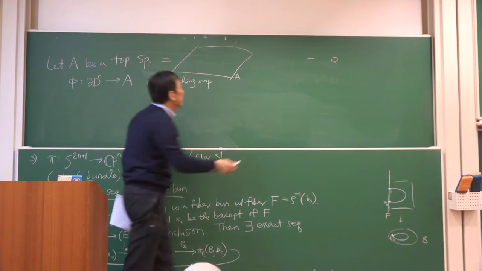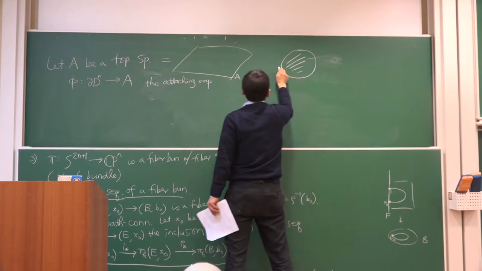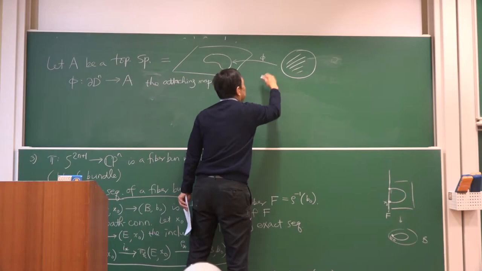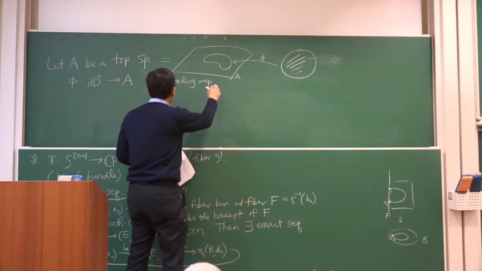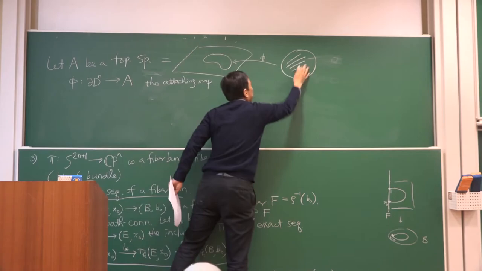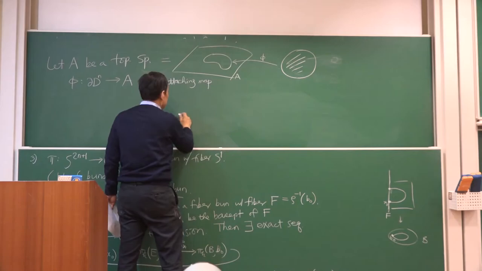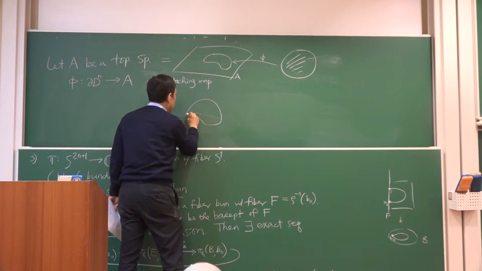All right, so I've got this disk here, and the boundary goes somewhere here by the attaching map. And so the picture is that when you put this disk over there, the open interior of the disk is not attached. So what you get is something like this. That's what you get.